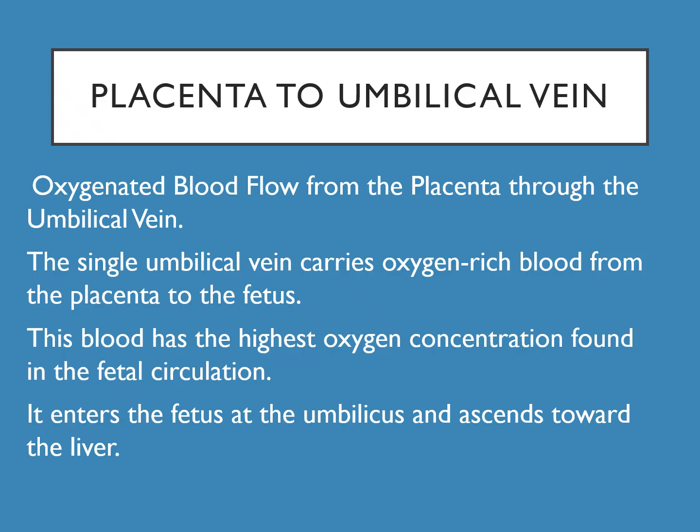So we can now have the slideshow presentation. So this is the beginning of the whole process. So we have from the placenta to the umbilical vein. So at this point the oxygenated blood is taken from the placenta through the umbilical vein towards the liver.